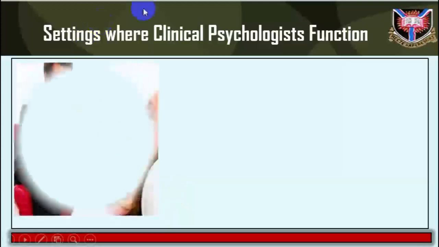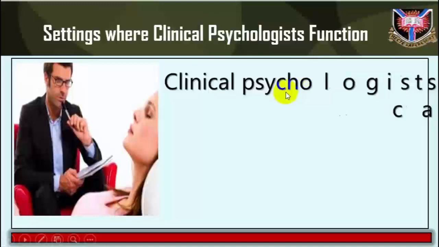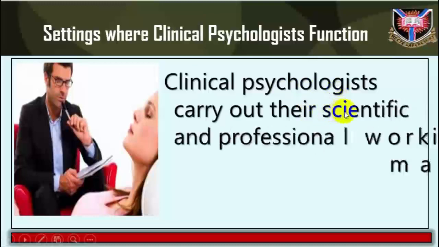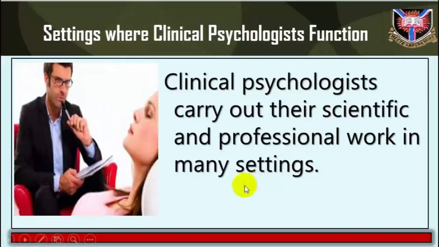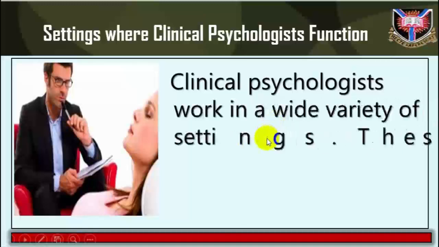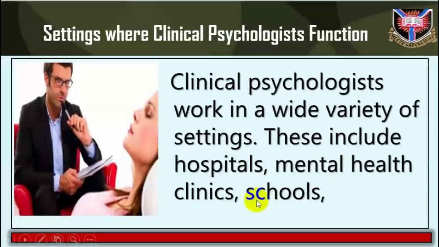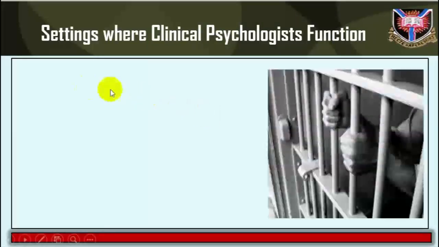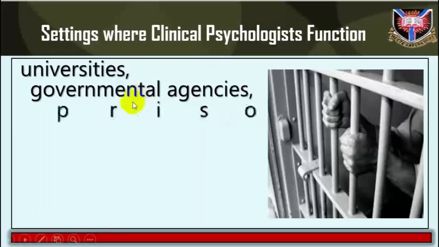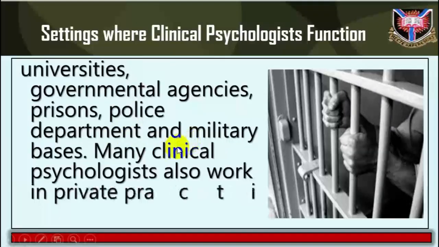Settings where clinical psychologists function. Clinical psychologists carry out their scientific and professional work in many settings. Clinical psychologists work in a wide variety of settings. This includes hospitals, mental health clinics, schools, universities, government agencies, prisons, police departments. Many clinical psychologists also work in private practice.